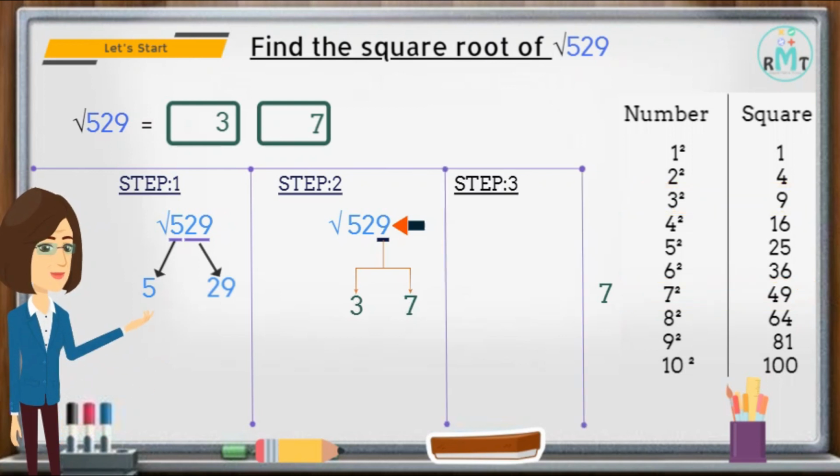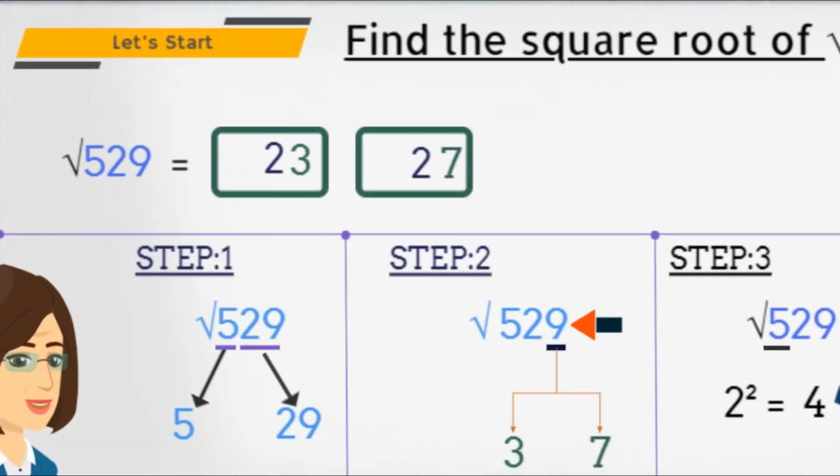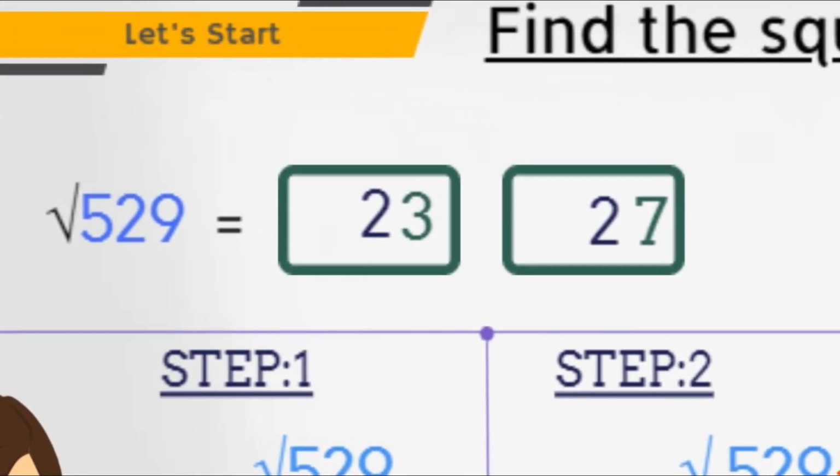Step 3. Now we will deal with 5, and we will find the square number which comes before 5. Before 5, we have 4, which is the square of 2. Now place this 2 in tens place to the both possible answer. These two are the possible outcomes of our answer.